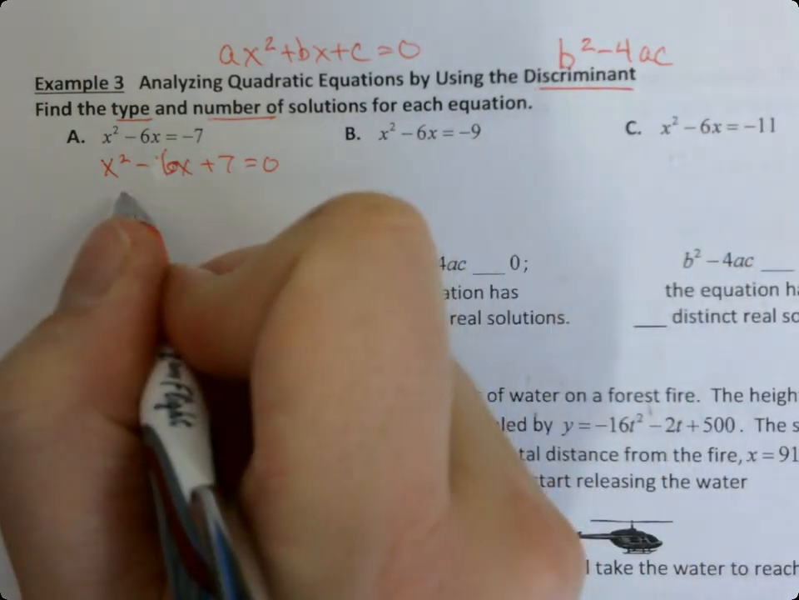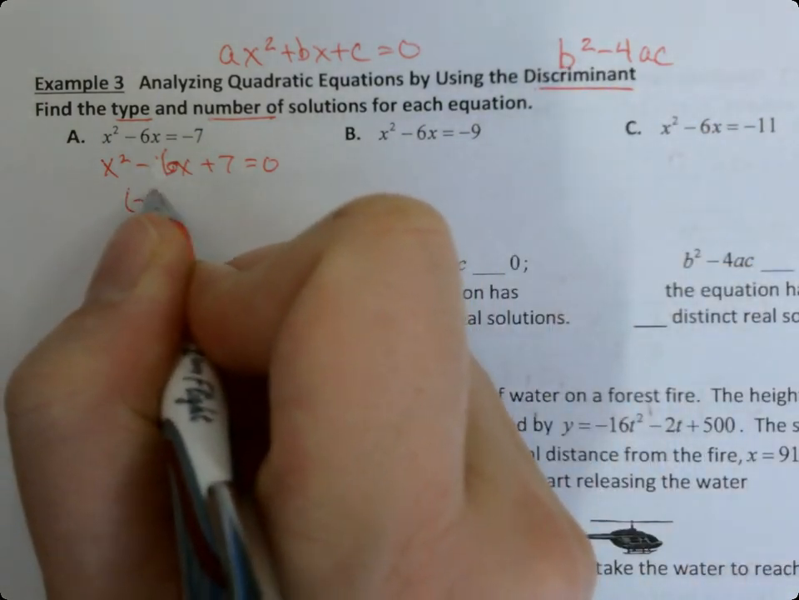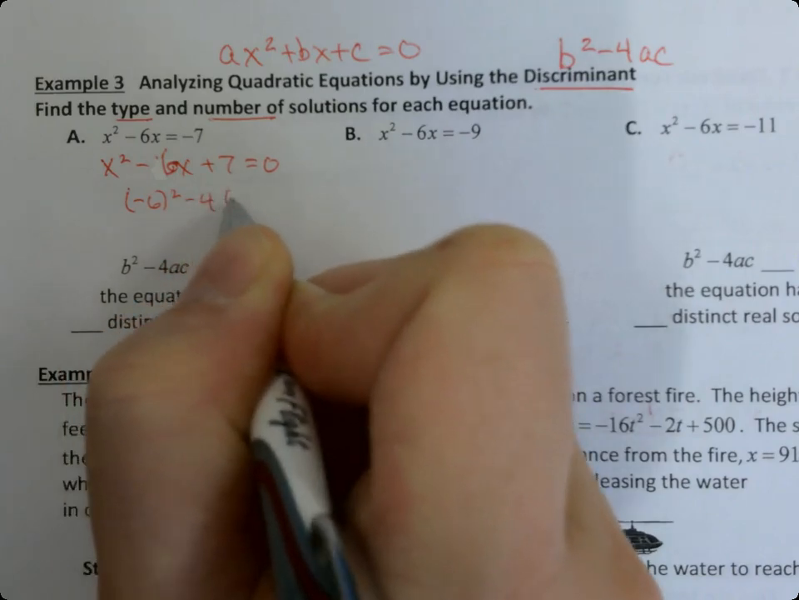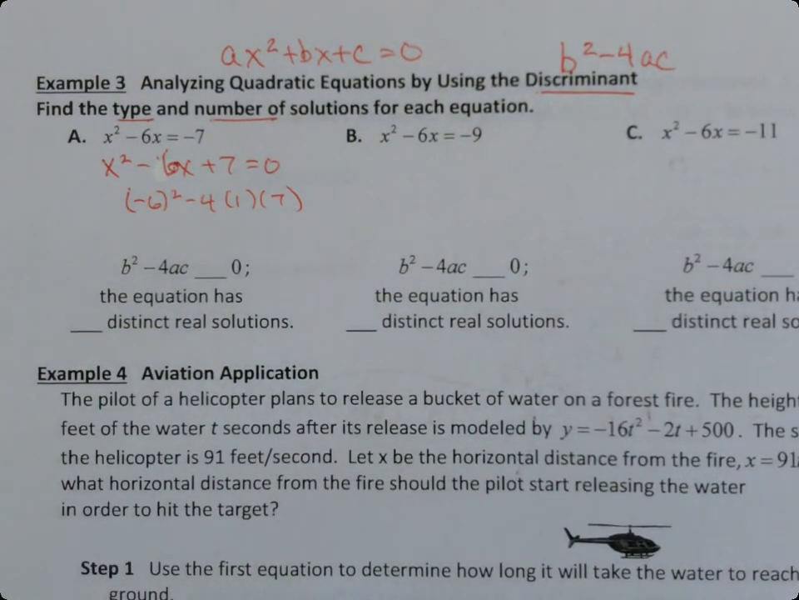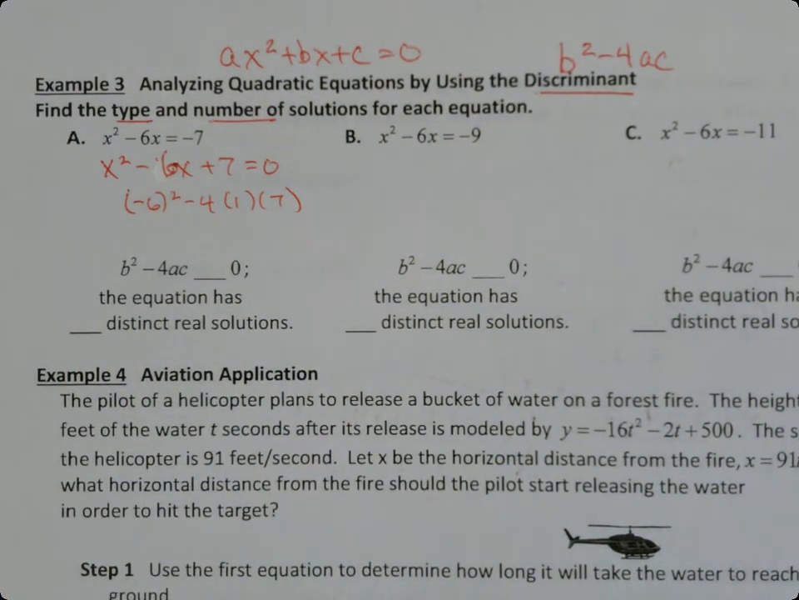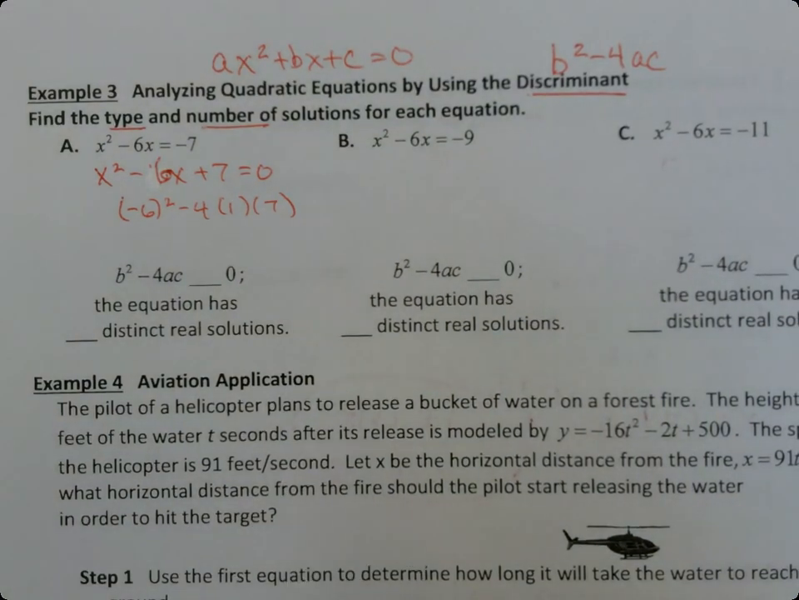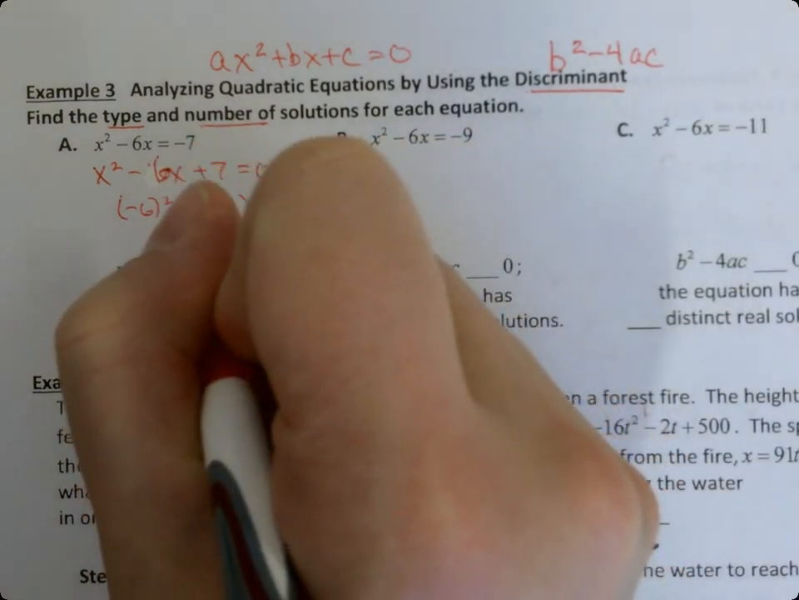Okay, so b squared, negative 6 squared minus 4 times 1 times 7. So we're looking at that number that goes underneath the square root. All right, you want to use a calculator, use a calculator, but use parentheses. We should end up with what? 8? Do we agree with 8? All right, so my discriminant is 8.